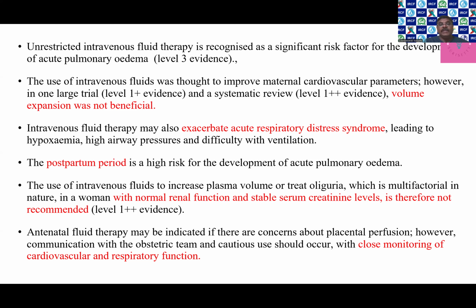Antenatal fluid therapy may be indicated if there are concerns about placental perfusion. However, communication with the obstetric team and cautious use should occur, with close monitoring of cardiovascular and respiratory function whenever you are giving intravenous fluid therapy in patients where you suspect any placental perfusion deficiency.